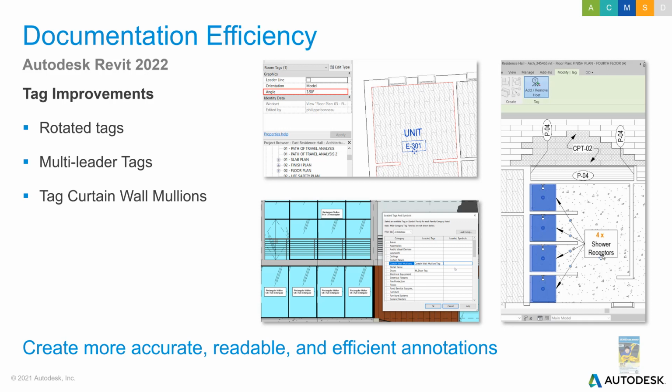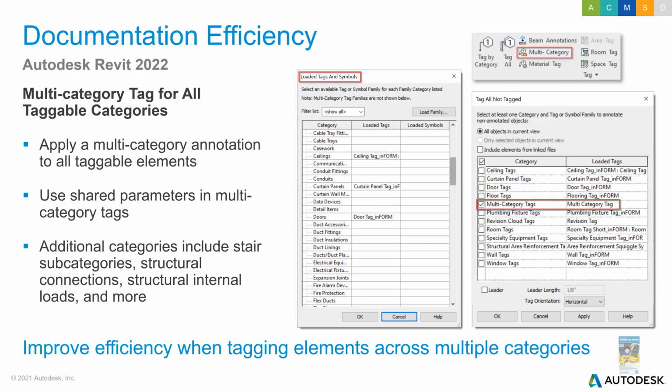Say for example a wall tag, you just wanted to say W1 and you have 3 separate leader lines going to 3 separate walls instead of having 3 separate wall tags. It's just kind of logical. You have multi-category tag for all taggable categories as well. So in the command tag all not tagged, it shows up as well.